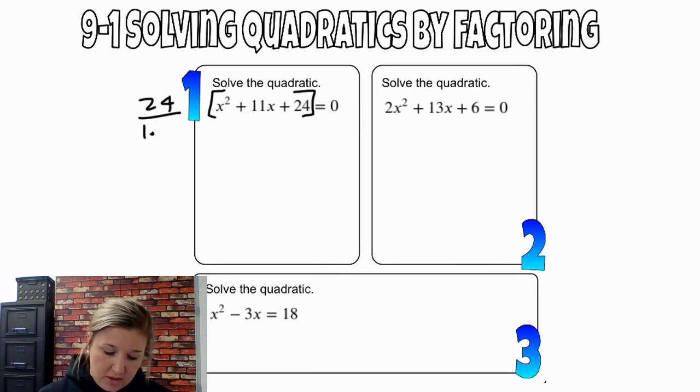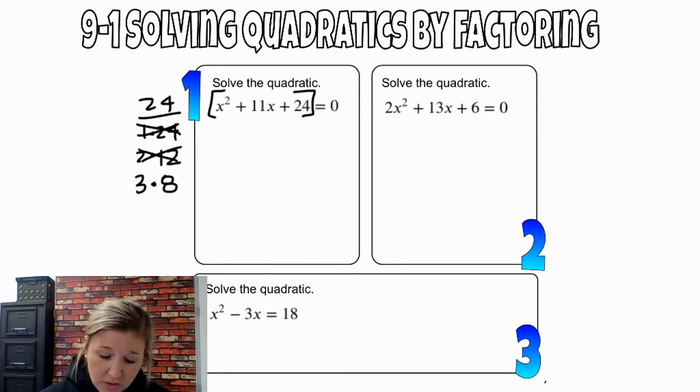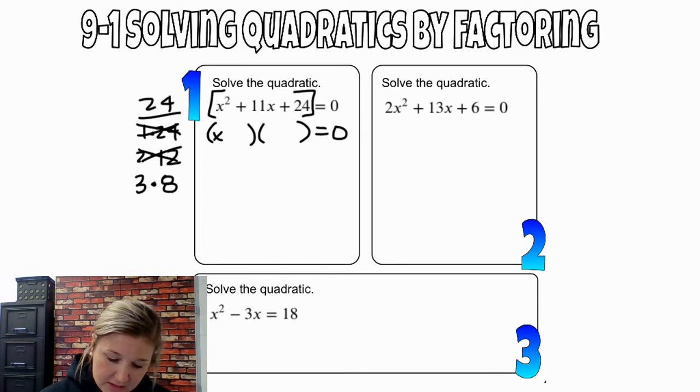I start off with 1 times 24. That gives me 25 if I add them, so that's not it. 2 times 12, but when I add them, I don't get 11, I get 14. 3 times 8. When I add them, I get 11, and when I multiply them, I get 24. And I stop there. So I write my parentheses: x plus 3 times x plus 8.